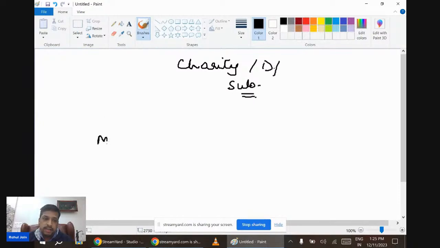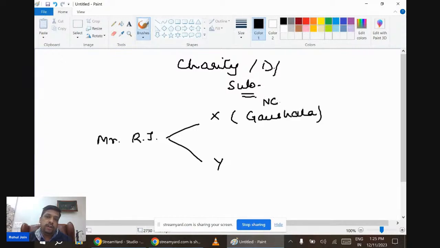Now, Mr. Rahul Jain was approached by two persons. Number one, Mr. X and Mr. Y. Mr. X came to me for donations for a Gaushala. Sir, we have an NGO. We are engaged in constructing a Gaushala and maintaining it. Okay, I promised them to give 5,000 rupees. Number two, Mr. Y came to my office, sir. We want to construct a community hall for poor people. Okay, I said I'll give you 50,000 rupees. You start creating the community hall.